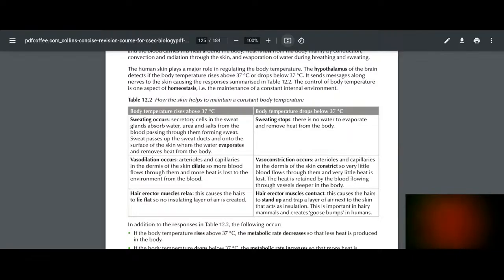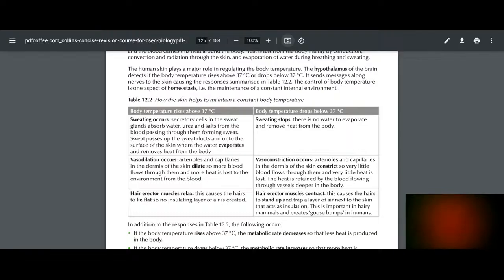Basically, when the arterioles and the capillaries dilate, more blood flows through them, and then more heat is lost to the environment from the blood. Now, vasoconstriction is when the arterioles and the capillaries constrict, and then little blood flows through them, and very little heat is lost. Basically, the heat is retained in the body to keep the body warm.